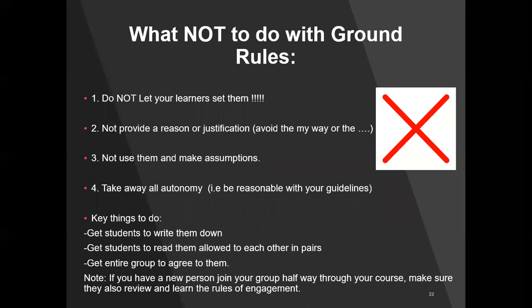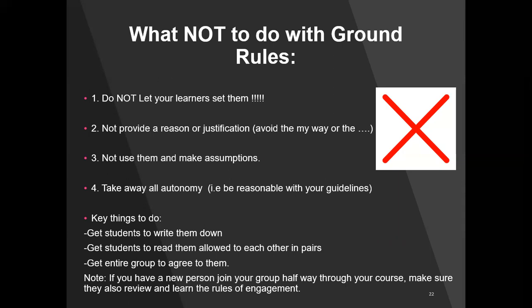Number three, not use them and make assumptions, okay? Anytime that you get bad behavior, it's often because we've made an assumption that of course everybody would think that a particular thing is common courtesy. Well, unless you set the ground rule, yeah, you may luck out with that.